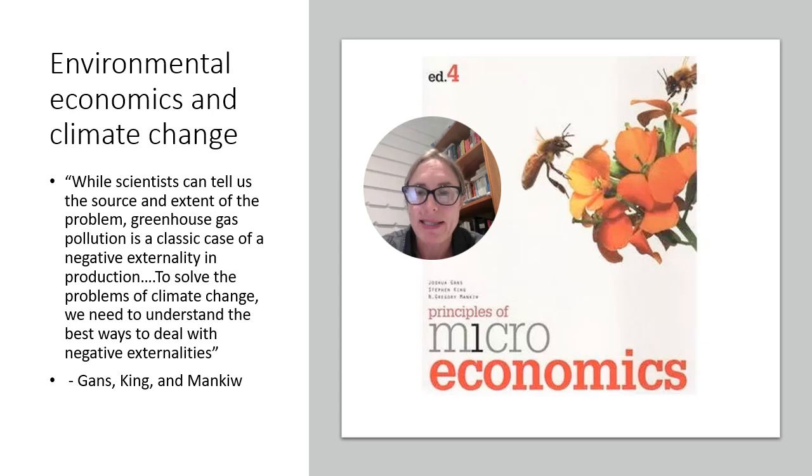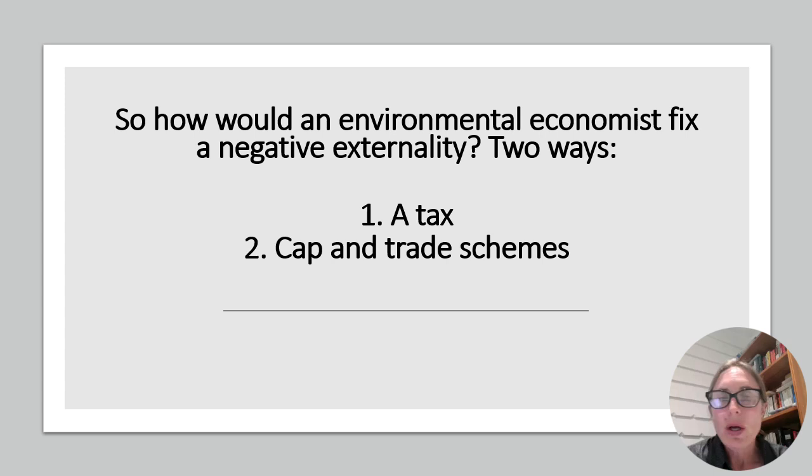So what are these best ways, according to the neoclassical economists? Well, there are 2 ways that a neoclassical environmental economist would propose to fix a negative externality. And the first is with a tax, and the second one, which is discussed by Sharon Beder in your required reading, is the cap and trade scheme, or the emissions trading schemes. There's the carbon tax, which was proposed by Julia Gillard as the conventional remedy for a negative externality.